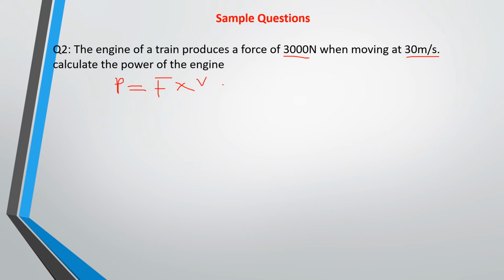So it's just a matter of you substituting these values, 3,000 times 30. And that gives you what? That gives you 90,000 watts, or 90,000 joules per second, as the case may be.